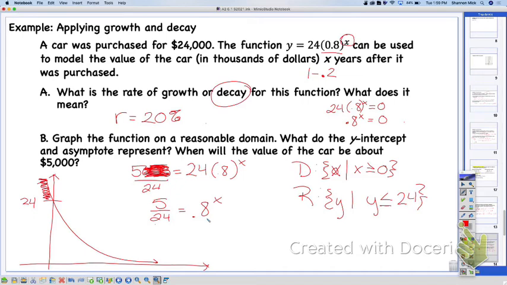X equals what? 4. X equals 4? Okay, what do you get when X equals 4? Well, you got calculators, use them. Approximately 4 years. What do you get when you plug in 4? 9.8. So $9,800, right? It's not 5, right?